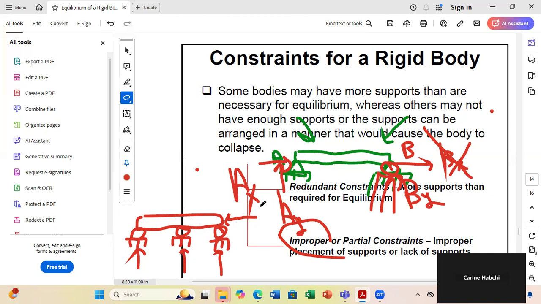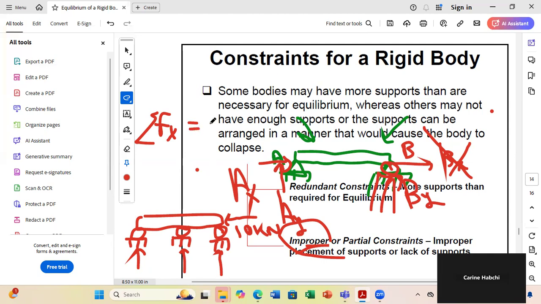Okay. This is called improper constraint. I have three equations, three unknowns, but when I write sum of x, and if I put here 10 kilonewton, the condition for equilibrium is that sum of forces in x should be zero.